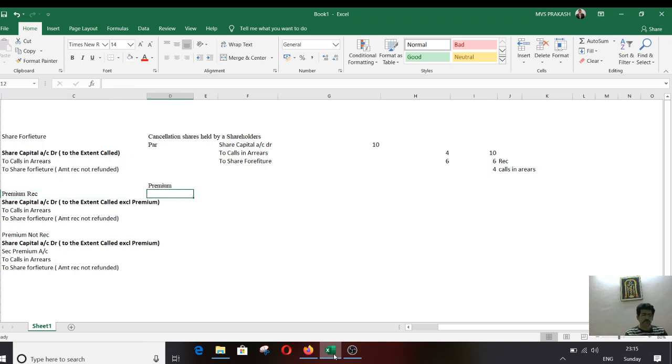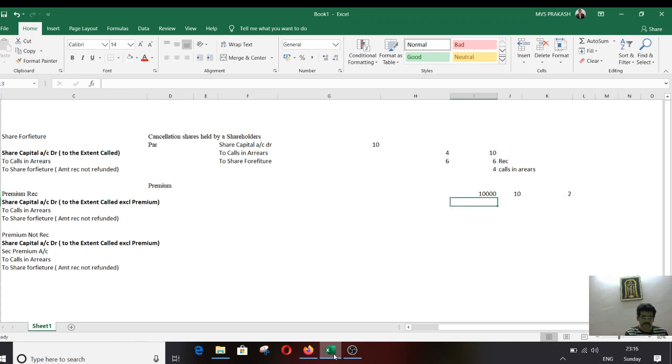Now let us take a small example here. Let us take a situation where the company has issued 10,000 shares, 12 rupees, 2 rupees premium. Let us consider 10 rupees the issue price, 2 rupees the premium. The 2 rupees is included as part of your allotment.